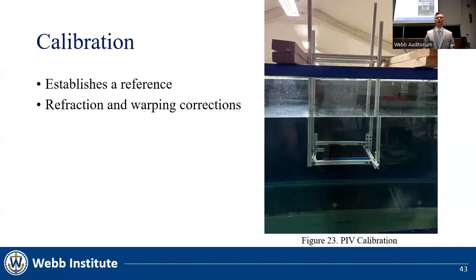After getting the PIV system up and running again, the first step was to calibrate. The calibration is what is used as a reference to determine distances and directions. It also allows for the correction of refraction and warping due to the glass of the flow channel, the acrylic of our testing apparatus, and the water within the flow channel.